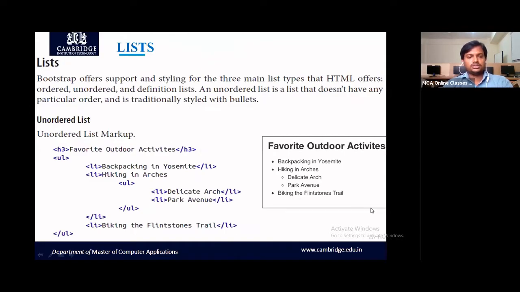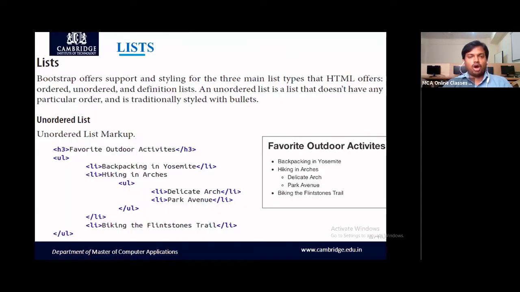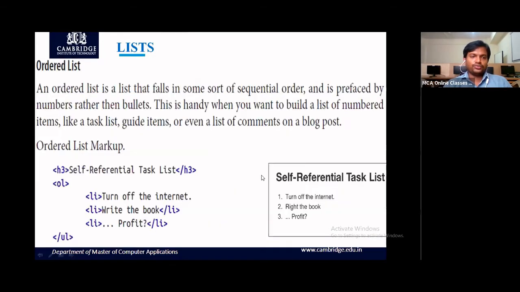And next is lists. So what are lists? In Bootstrap, we have ordered list and unordered list. Here we have listed the output also. If I use this UL, it stands for unordered list. The output for the unordered list will be this: bullet points. If I go for the ordered list, I will get the output as 1, 2, 3.